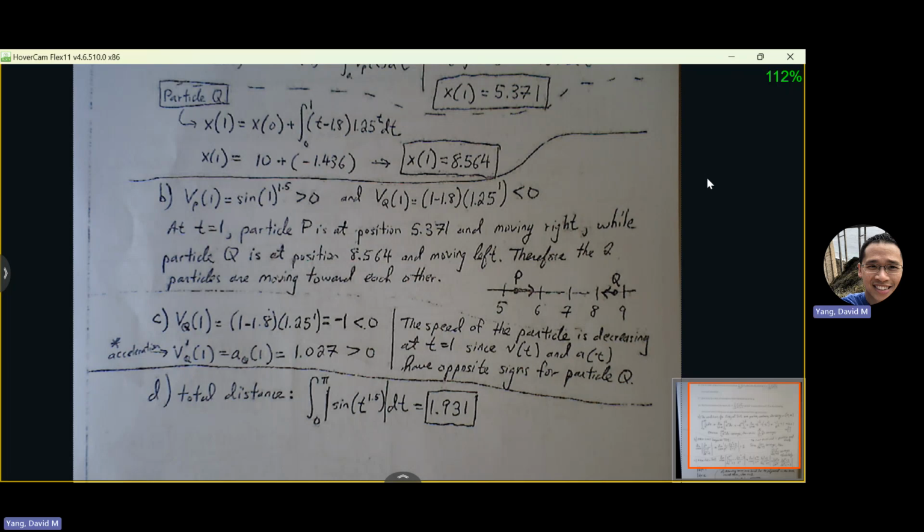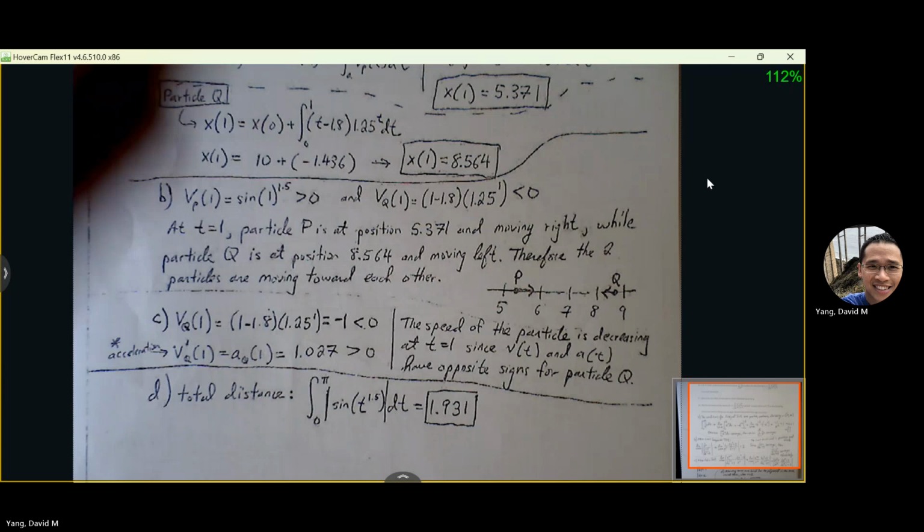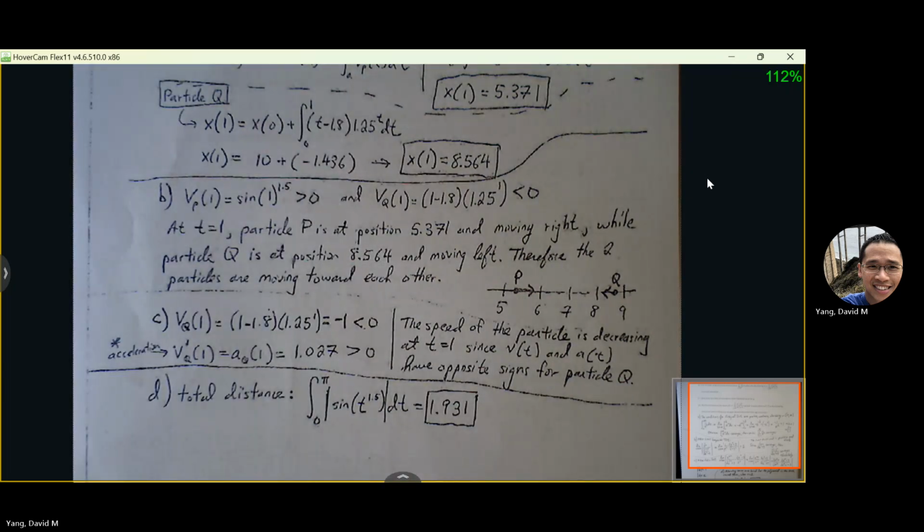So then we know we got to compare signs, right? If velocity and acceleration are both the same signs, we know speed is increasing. But if one is positive and the other is negative, then we know speed is decreasing. And then total distance is just the integral of the absolute value of your velocity function. So remember these formulas there.